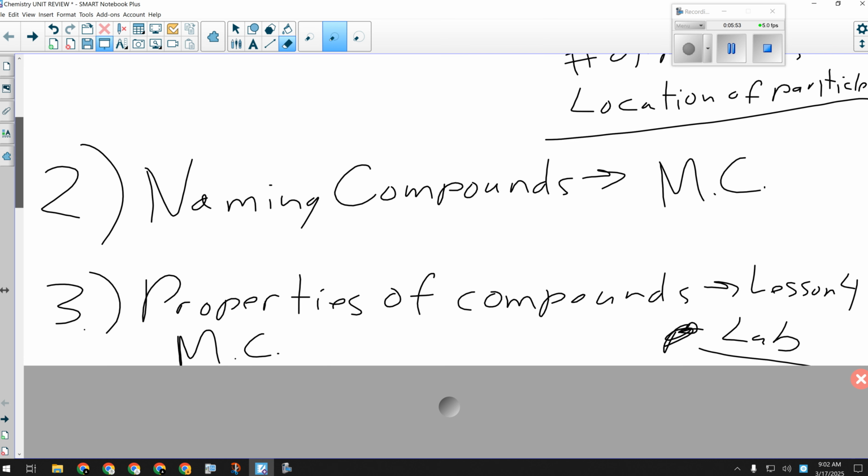I might also ask more generally, which of the following is a property of molecular compounds? A, always crystalline solids at room temperature. B, highly soluble in water. D, don't conduct electricity in solution. I don't know what another one would be, but you get the idea. It would only be C, because they don't conduct electricity in solution. Something like that. It could be more general.